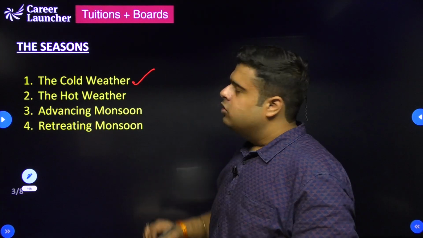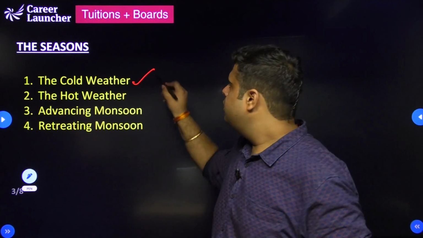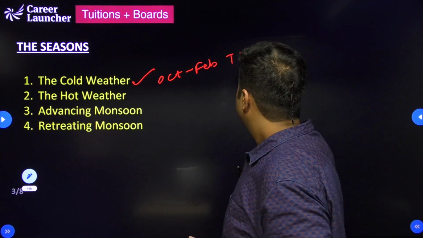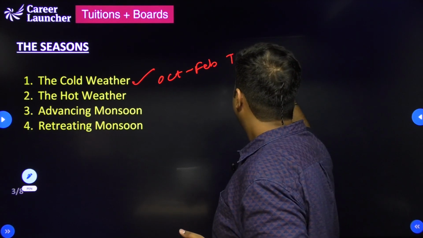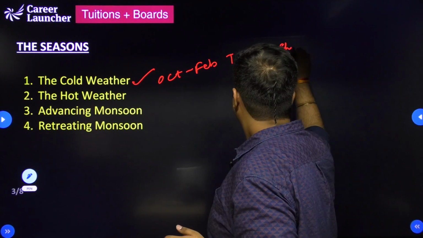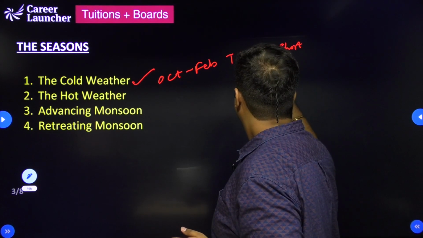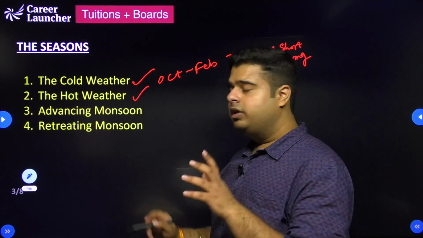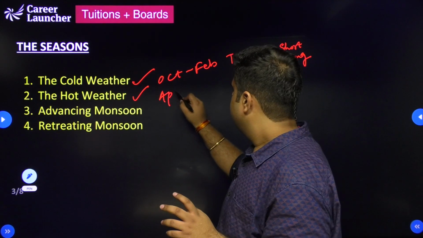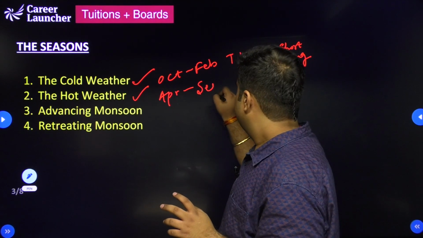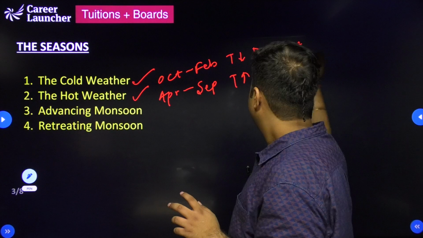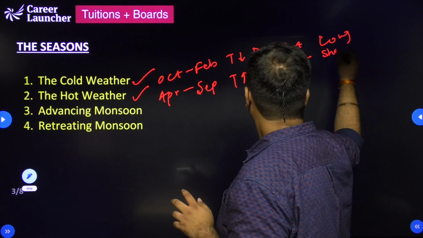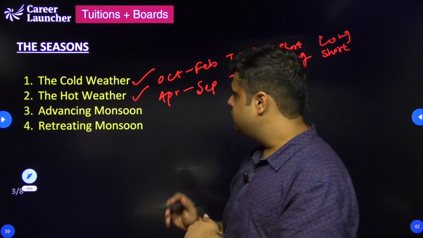Moving ahead, let's understand the seasons. The cold weather: during this time period, between October to February, the temperature is low, the days are shorter, nights are longer. In the hot weather, during the month of April until September, the temperature is high, days are long, and the nights are short. So it's like vice versa of each other in these two seasons.